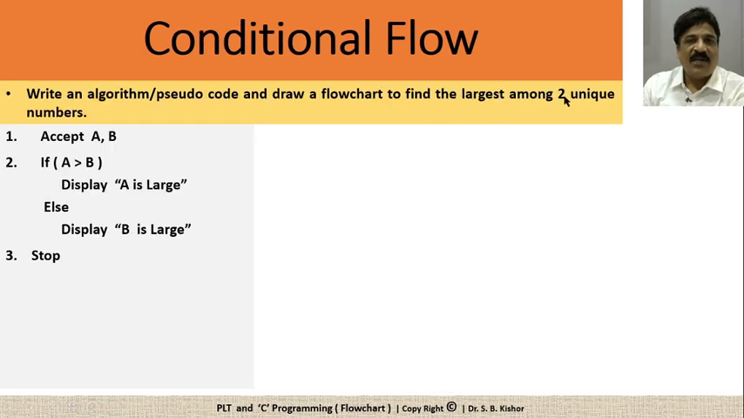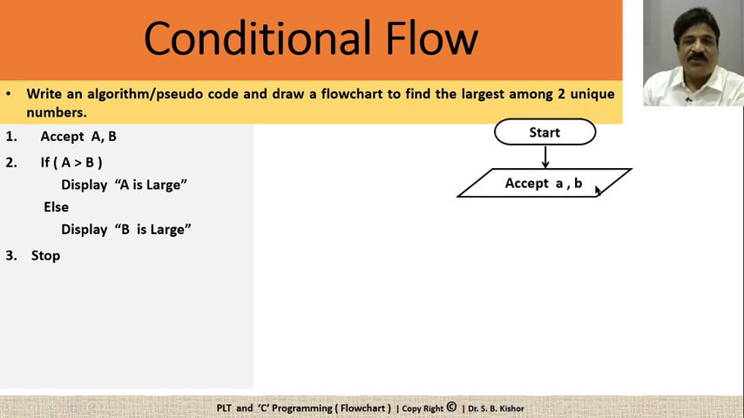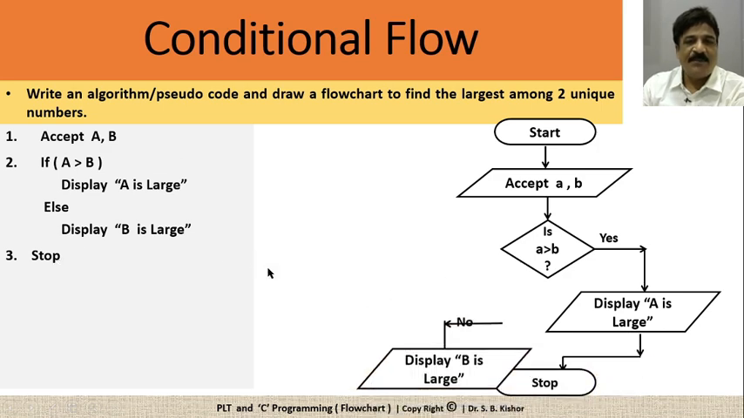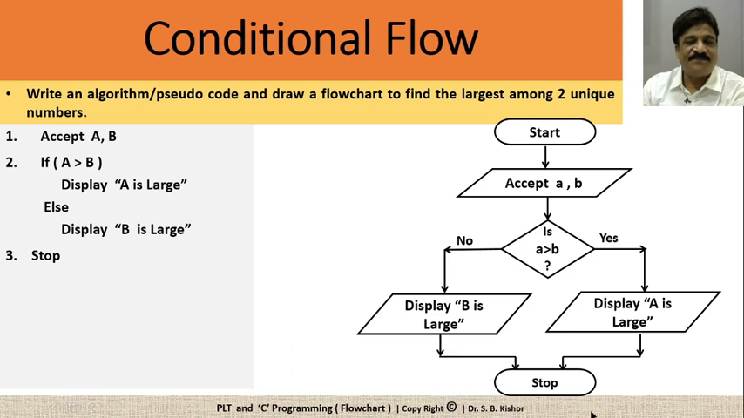Now, to find out the largest among two unique numbers, we are assuming the two numbers are not the same. So start, accept the two numbers. Now, if A is greater than B, then what? If the condition is true, then display A is large. Now observe that we have written the yes part on the right hand side, while in our previous slide we wrote the yes part on the left hand side. So again, remember, there are no rules and regulations. Then display A is large, followed by what? Stop. Now if the condition is false, display B is large and then stop.